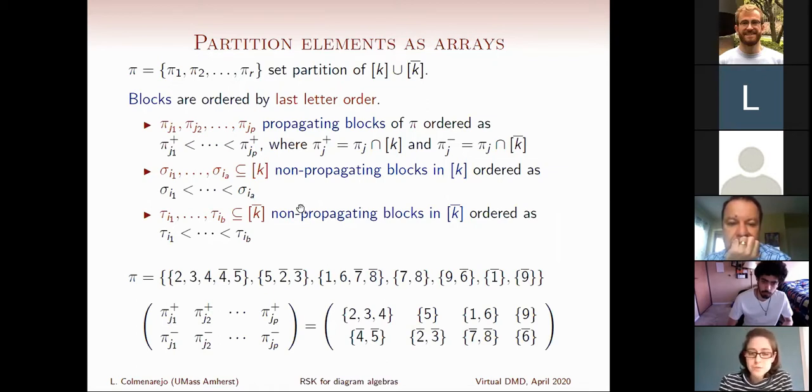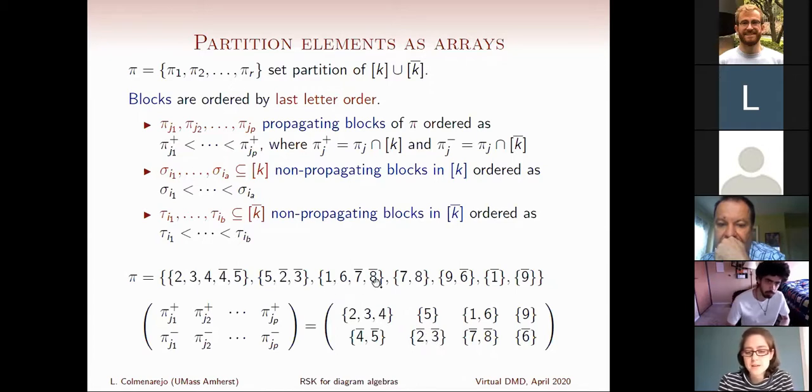So what I'm going to do when I have my set partition is split it into three parts. The propagating blocks that I can describe as an array. Here I'm going to take on the top row the multisets that contain non-bar numbers, and on the bottom the ones with bars. So if I have 2, 3, 4, and 4 bar and 5 bar, I will contribute with this element here. The same I have for 5 and 2 bar and 3 bar, which is this one.